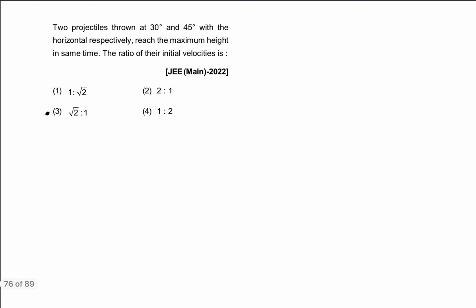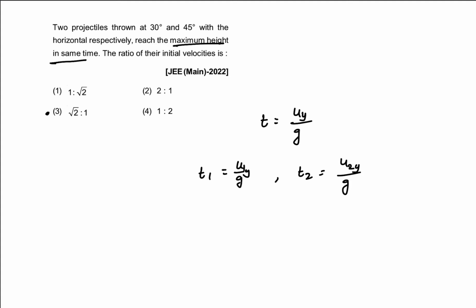Next, two projectiles thrown at 30 degrees and 45 degrees with the horizontal respectively reach the maximum height in the same time. Same time means t is equal to how much? Uy divided by the g. So we can write t1 is equal to u1y by g, and t2 is equal to u2y divided by the g. As per the question, t1 is equal to t2. It implies u1y is equal to u2y.